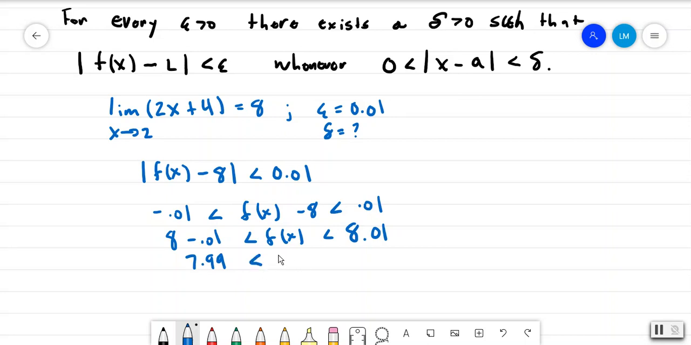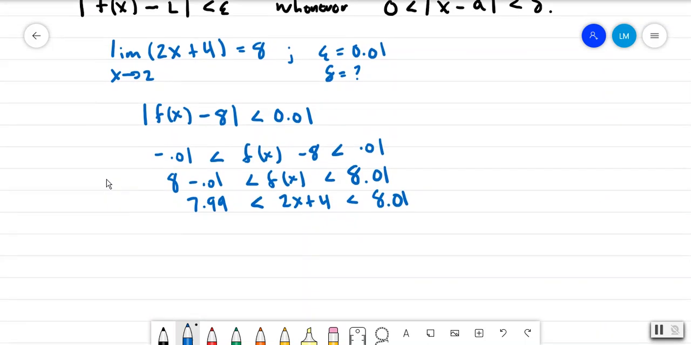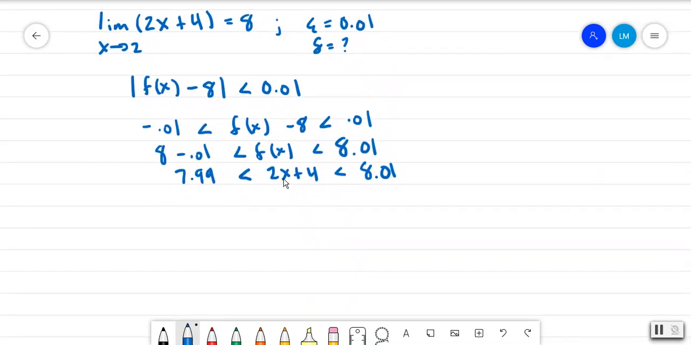The next thing to do would be to put 7.99 is less than f of x. F of x is actually just 2x plus 4, and this is less than 8.01. Now, the next step would be to get x by itself, because you want to know what that delta happens to be. So we do some more algebra. We subtract 4 from both sides, and we get 3.99 is less than 2x, and this is less than 4.01.